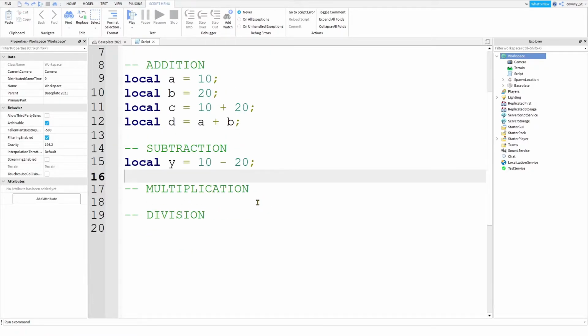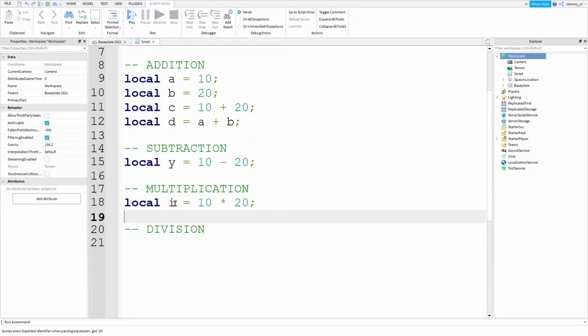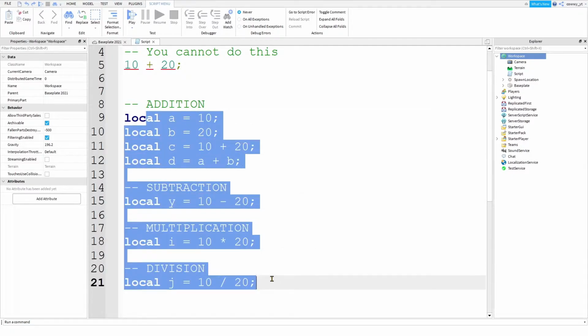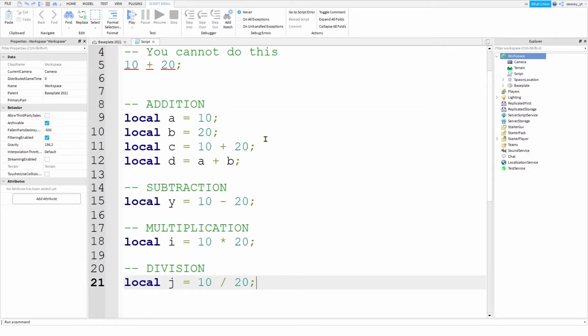And for subtraction, you can do something like local Y equals 10 minus 20, which will give you minus 10. For multiplication, you can do local I equals 10 multiplied by 20. Finally, you can do division, local J equals 10 divided by 20, and that will give you 0.5. These are not the operators I want to show you in this video because they're really basic and self-explanatory. You can actually learn them on your own very quickly if you need to.